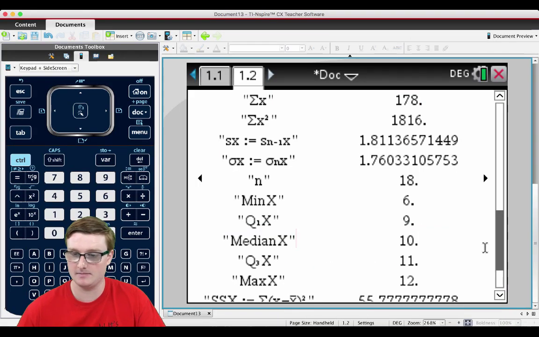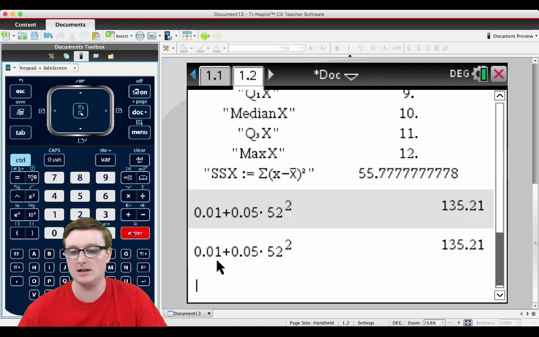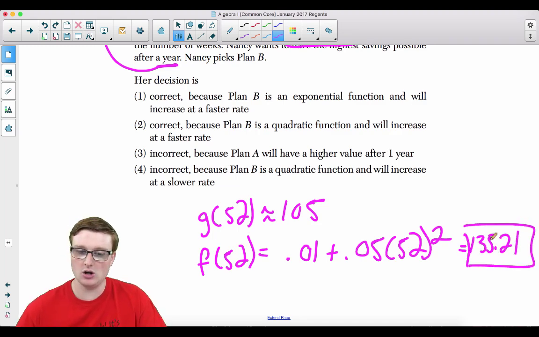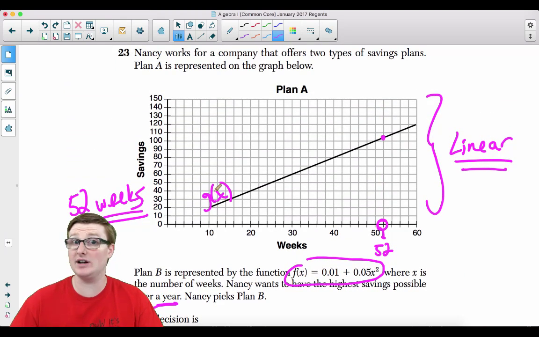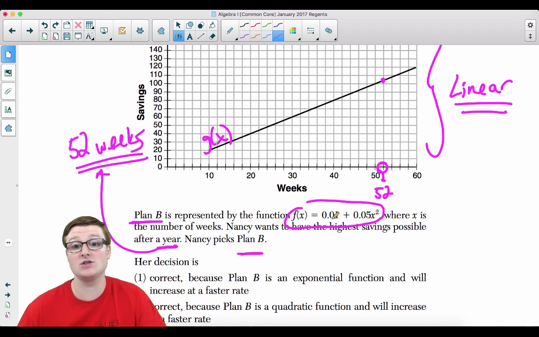Well, let's take a look. 0.01 plus 0.05 times 52 squared. That gives you 135.21. So it's about 135.21. Okay? So clearly f of x is greater than g of x. And this is Plan B. Plan B is represented by f of x.